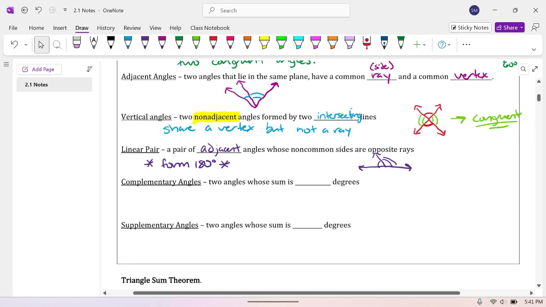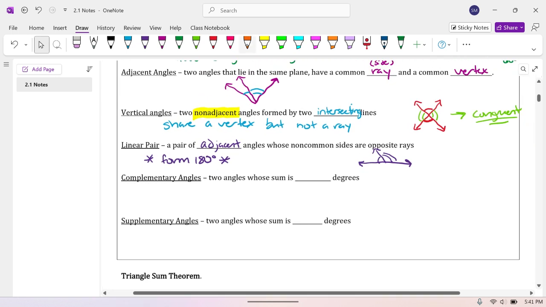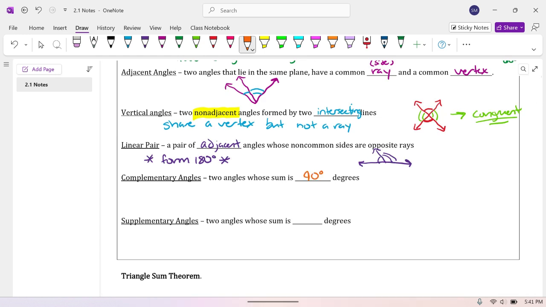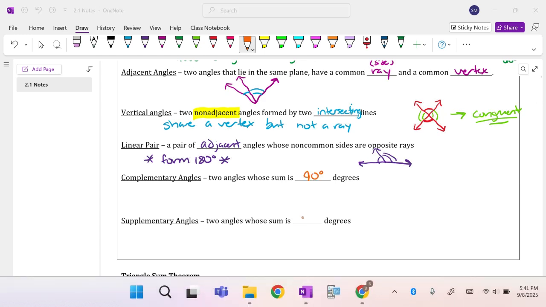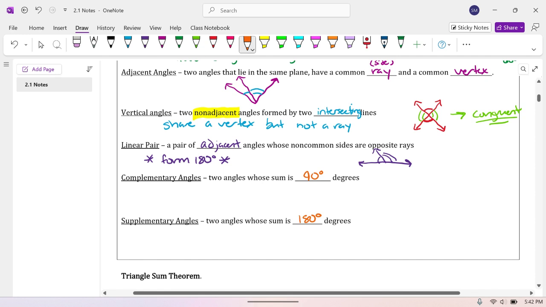Now, the last two you should definitely already know. Complementary angles are just two angles whose sum adds up to 90 degrees. Supplementary angles are just two angles whose sum adds up to 180 degrees. You guys have most likely already learned that back in middle school.